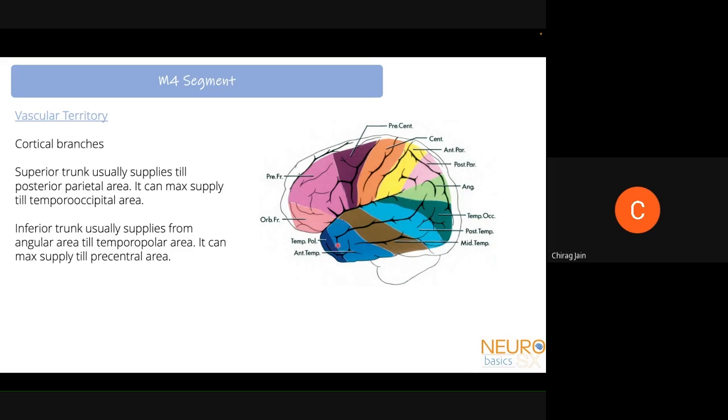The inferior trunk, on the other hand, supplies all the inferior structures. So it usually supplies from the angular area up till the temporopolar area, but it can extend its supply and supply even up till the pre-central area over here.